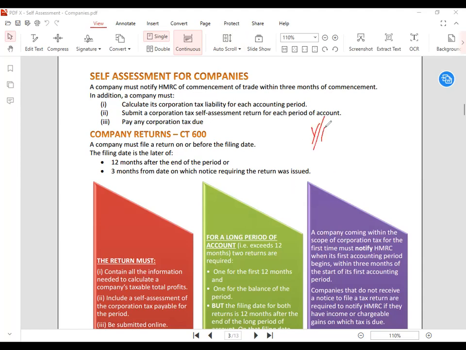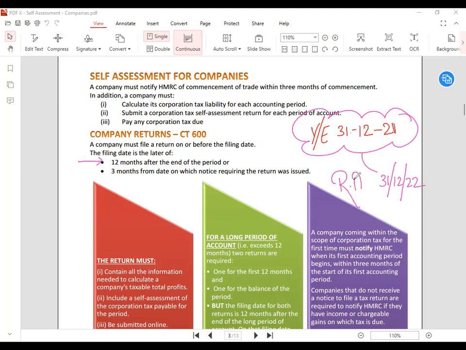So if the accounting year end, for example, is 31st December 21, when does this company need to submit the return? Exactly the same date, the same month, but after 12 months, meaning next year. This will be my return date. Return date means that by this date at the maximum, the company has to submit its details to HMRC.